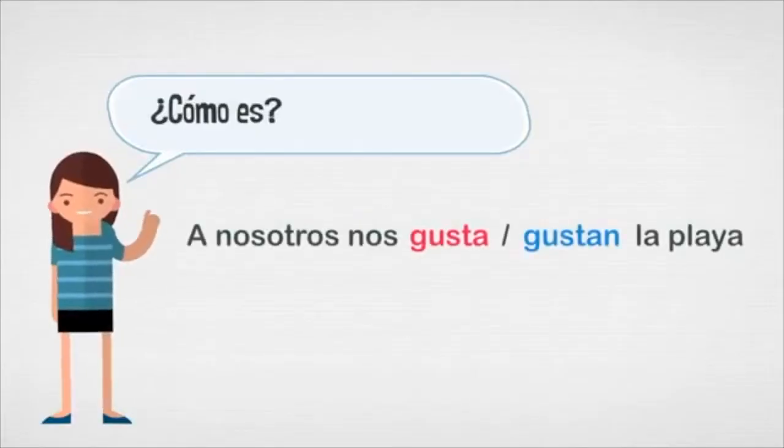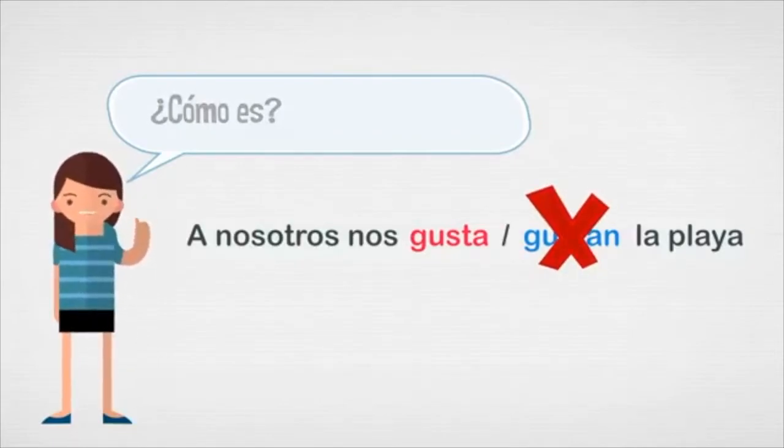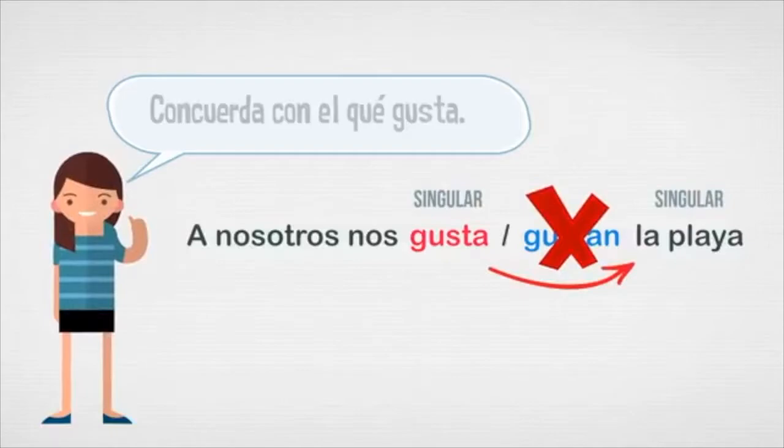¿Cómo es? How is it? A nosotros nos gusta or gustan la playa. Gusta. Because la playa es singular, ¿no? We like the beach. You don't need to say a nosotros, but you need to say this nos. So you can just say also nos gusta la playa.